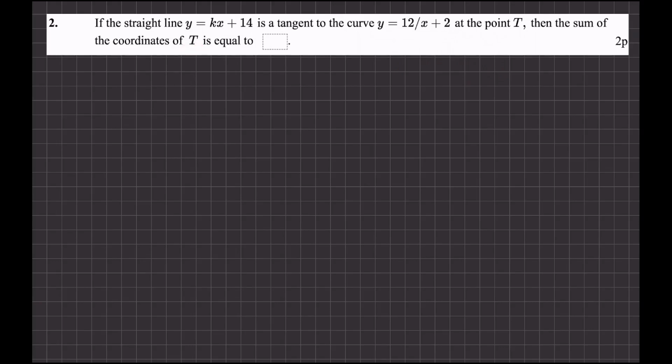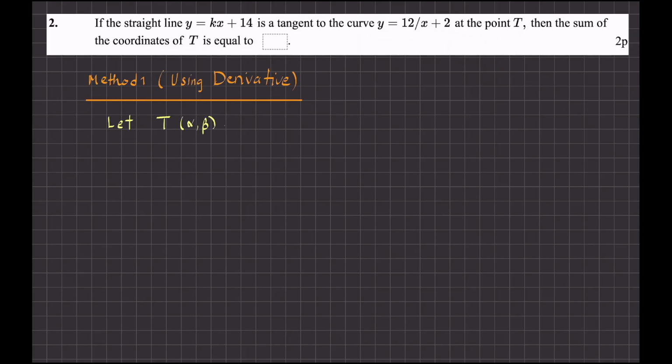I will solve this in two different ways. One using the notion of derivative, and one without using derivative at all. Okay, so let me write method 1, using derivative. So I don't know the coordinates of the point T. I would say that let T be alpha and beta.